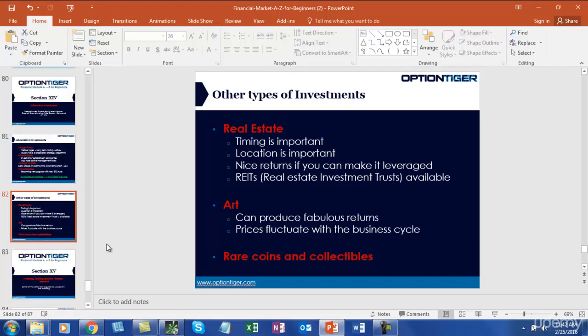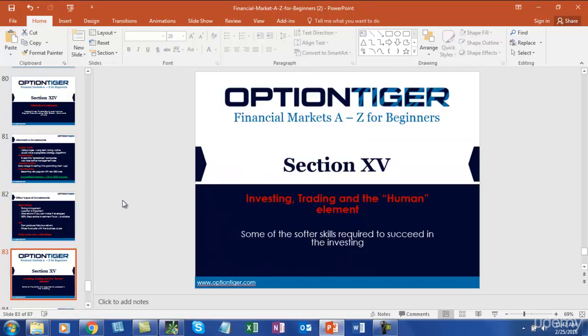We're going to look at the human element in the next section. This is really important. These are what I call the soft skills. You might have all the knowledge, you might have all the chart reading skills and everything, but if you don't focus on developing some of these softer skills, which I'm calling the human element, then it's very difficult to succeed in the investing world. So you have to take this seriously, and we'll take that up in the next section. Thanks.